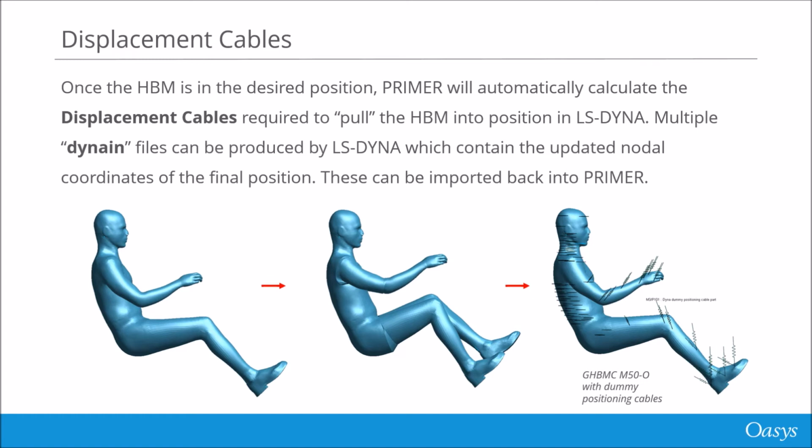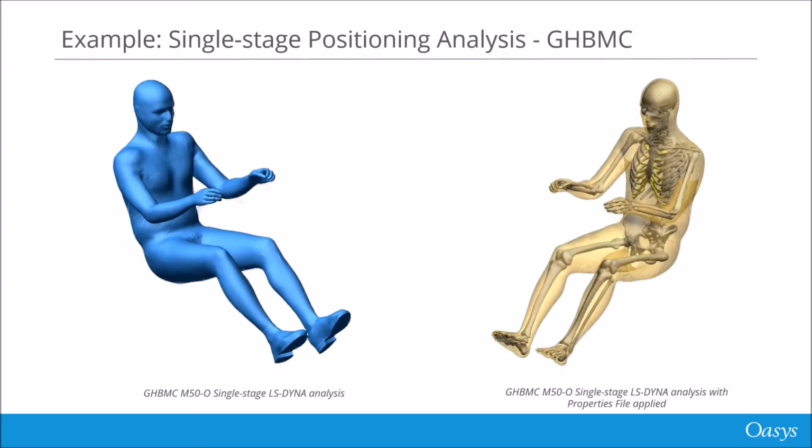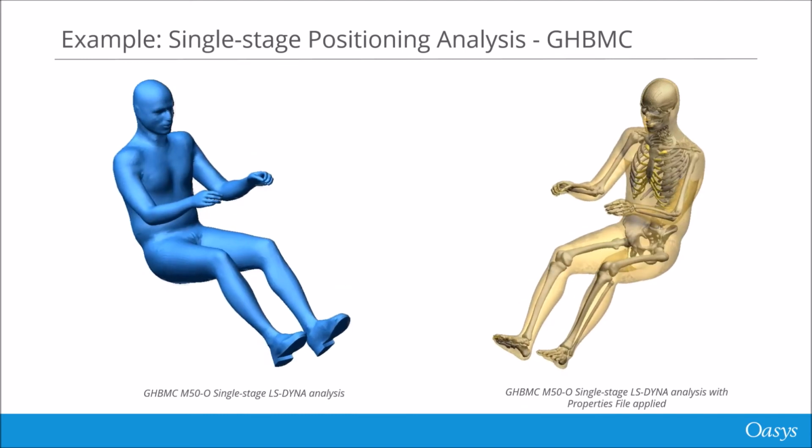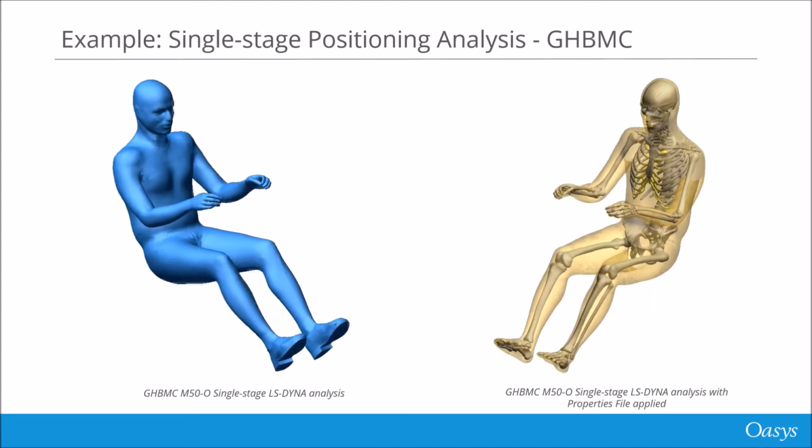During the analysis, multiple DynaIn files can be produced by LS-DYNA, and these contain the updated nodal coordinates of the final position. Once you have these, you can import these back into Primer, and you'll have your positioned occupant model. Here we have an example of a single stage positioning analysis for the GHBMC occupant model. Single stage means we're moving everything at once. We're moving the arms and legs into position in one stage.